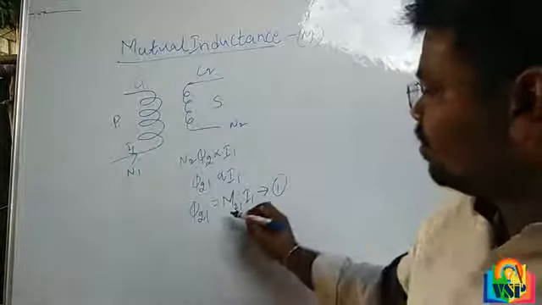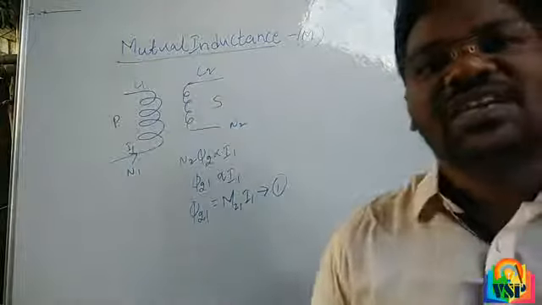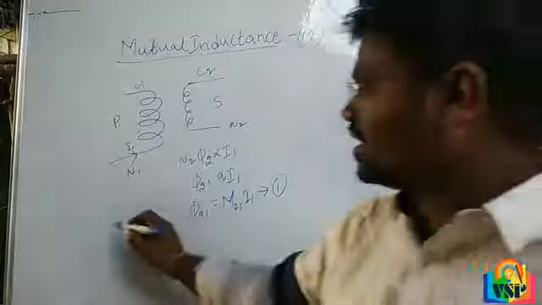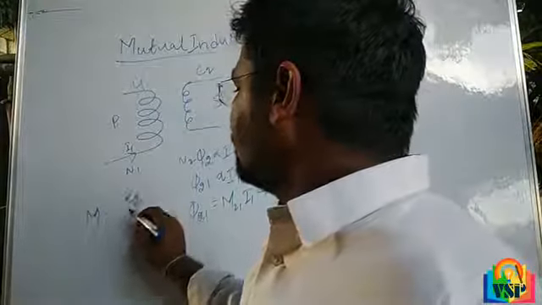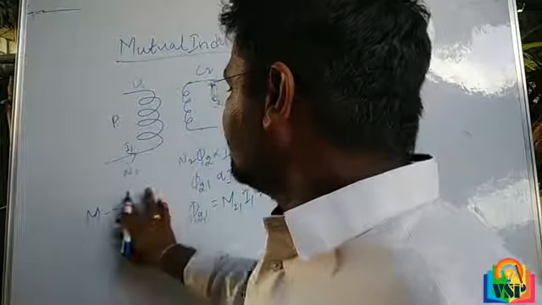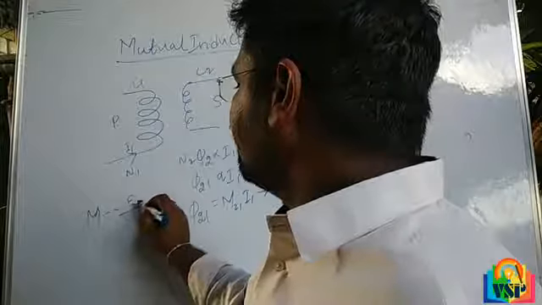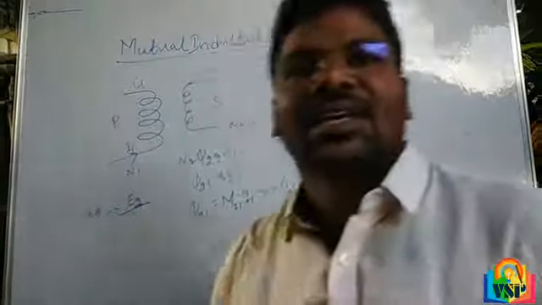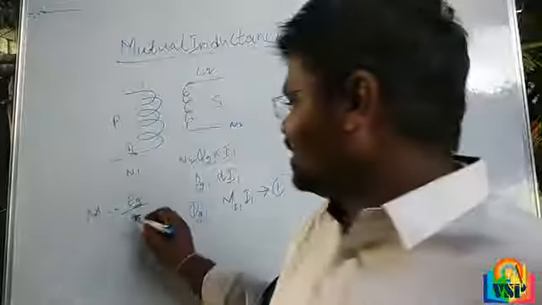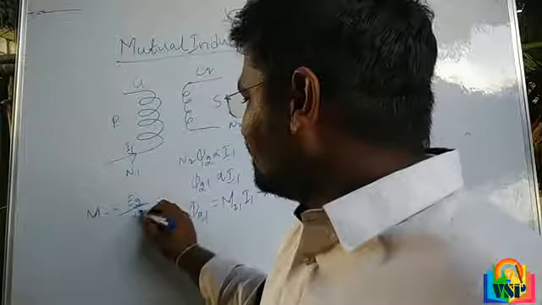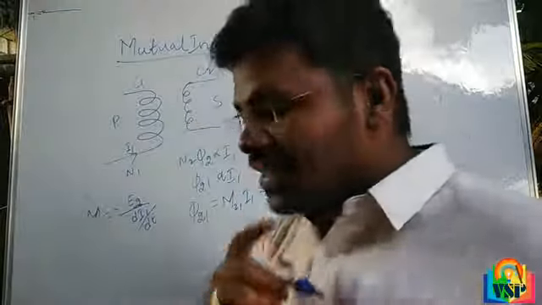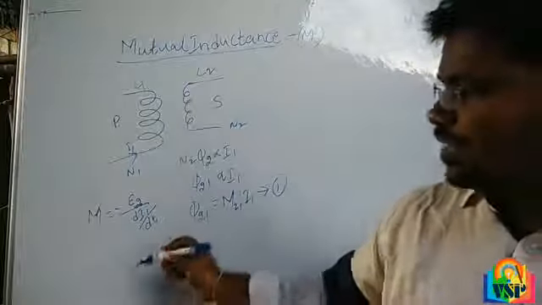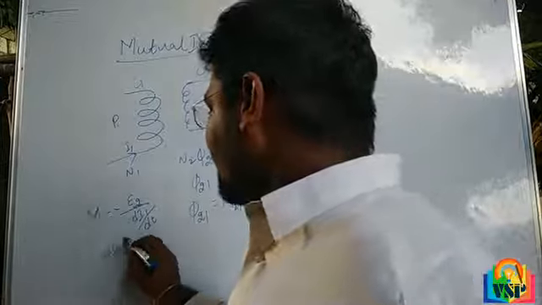Understand? So here mutual inductance we can write as M, which is equal to minus E2, means EMF 2, divided by dI1 by dt. Understand? The SI unit of mutual inductance is Weber per ampere.